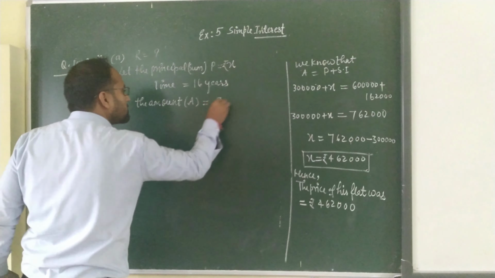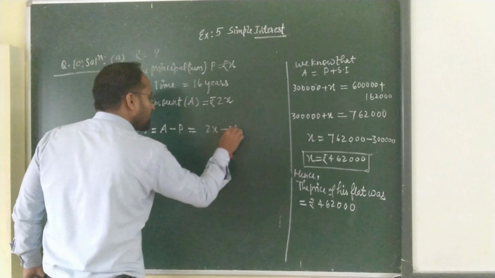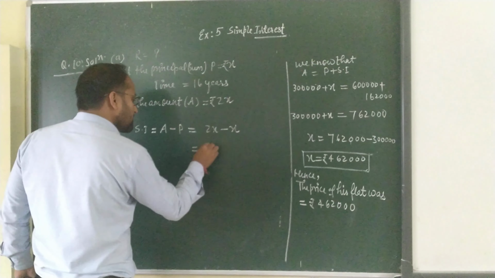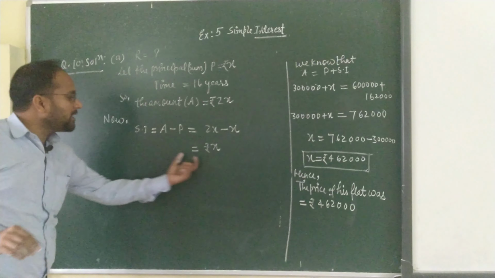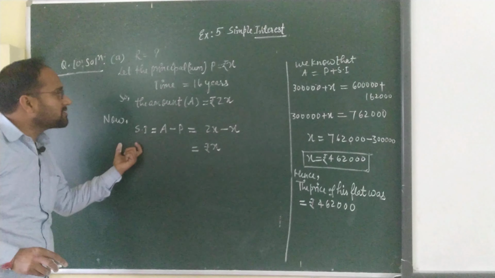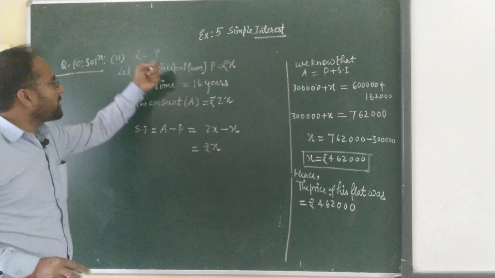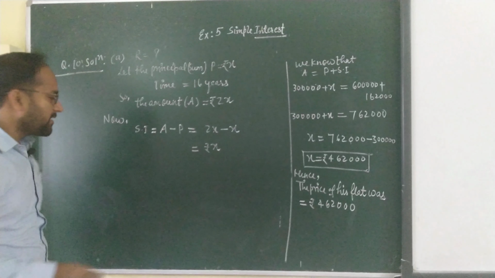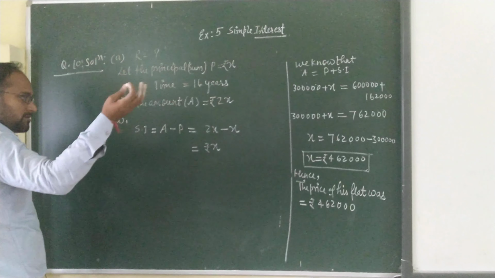Now simple interest is equal to amount minus principal. The amount is 2x, minus principal x, so we get rupees x as the simple interest. And if you know this SI, the time is given and the principal is given, then it is very easy to find out the rate of interest by the formula.